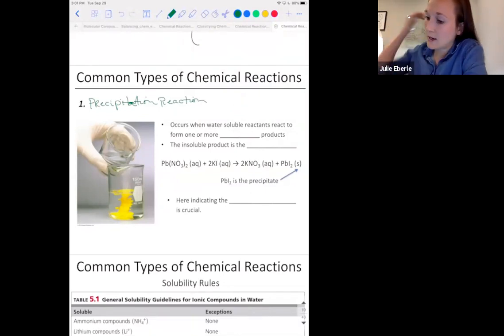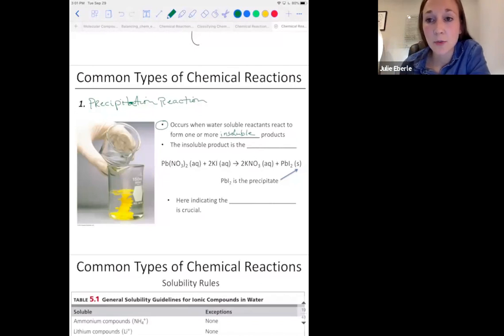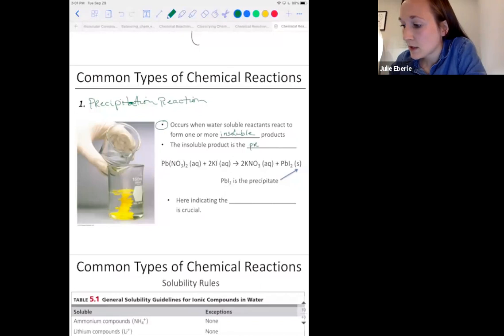So this occurs, I'm just reading this bullet point here, when water-soluble reactants react to form one or more insoluble products, okay? And the insoluble product is your precipitate. So we call precipitates insoluble. They do not dissolve, okay? The insoluble product is the precipitate.